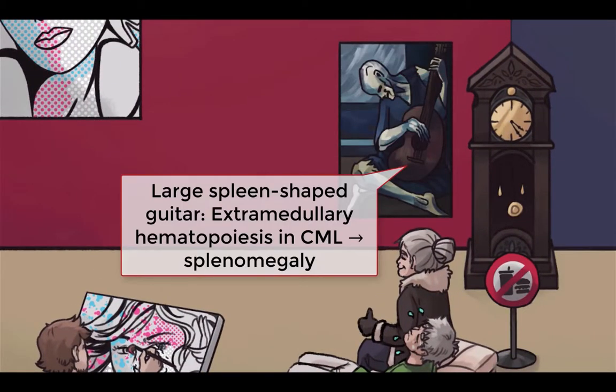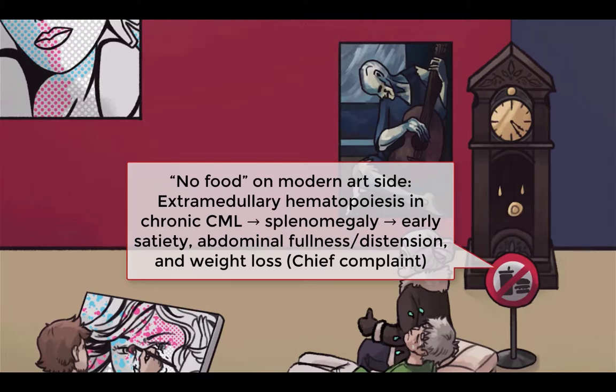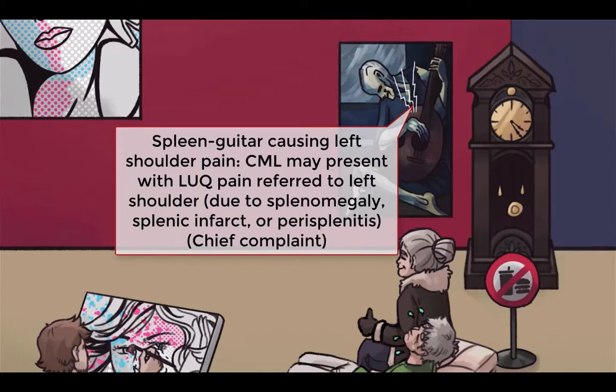CML typically involves splenomegaly due to extramedullary hematopoiesis, hence the large splenic guitar in the painting back there. If the enlarged spleen compresses the stomach, patients may experience early satiety and weight loss. Patients will often describe feeling full prematurely despite having a good appetite. Splenomegaly can also cause abdominal fullness and distension. Patients may report left upper quadrant pain or discomfort, sometimes referred to the left shoulder, as a result of the enlarged spleen. In some cases, splenomegaly may even cause splenic infarct because of insufficient blood supply to the overwhelmingly enlarged spleen. Inflammation of the splenic capsule, aka perisplenitis, can also occur.